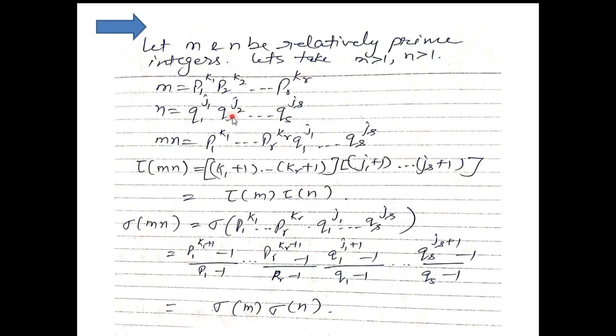So let's try to prove it. Let m and n be relatively prime integers. M and n both are greater than 1, so we can write them as product of powers of primes. So m into n is equal to this. So tau of mn is equal to this, which is the same as tau m into tau n. Similarly, sigma of mn is equal to sigma of m into sigma of n. So by that result, we know that this is equal to this, which is sigma m into sigma n.